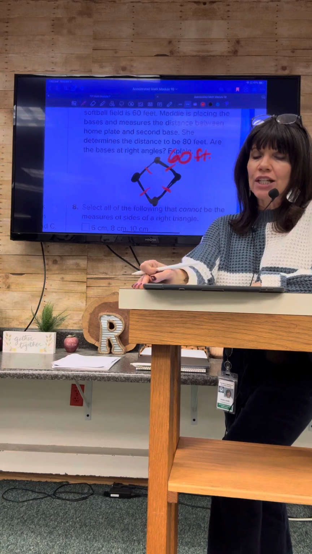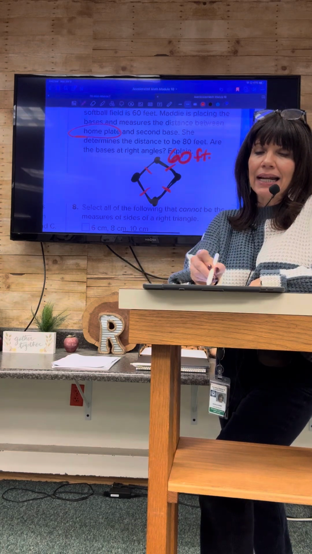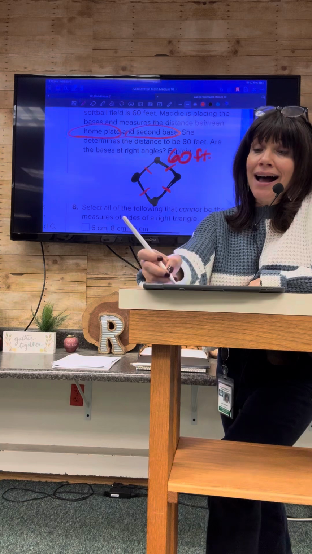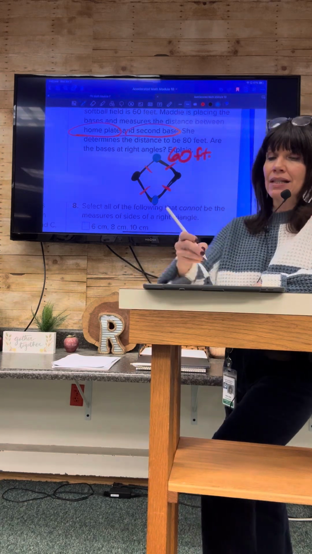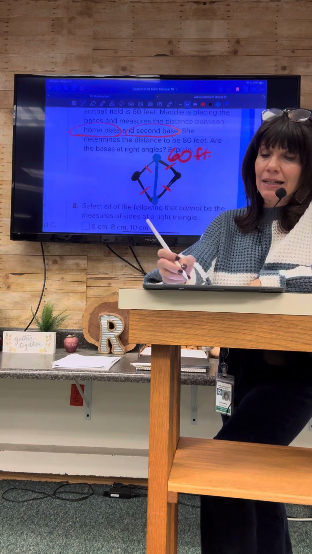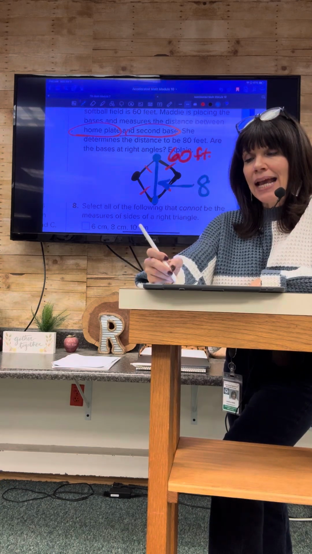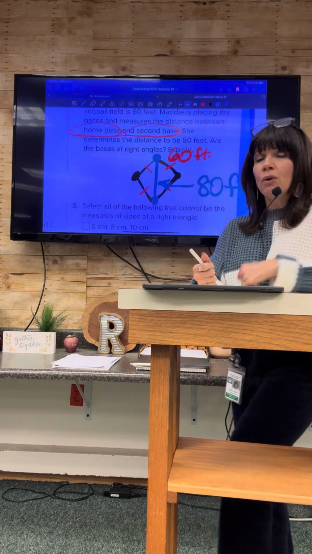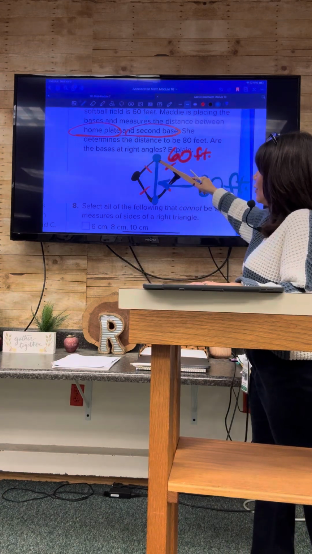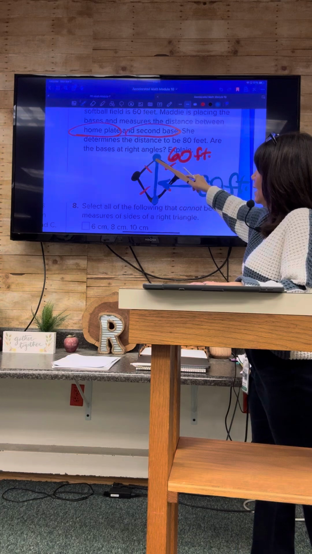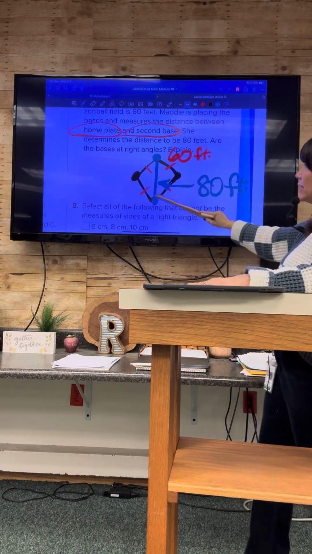And then it says, she determines that the distance between home plate and second base, the ones I'm marking in green, home plate and second base, she determines that distance is what amount? 80 feet. Now, what do you notice I have now created on this side? 2 triangles, 1 triangle on this side, 1 triangle here, 1 triangle there. Yeah, we only need to look at 1.